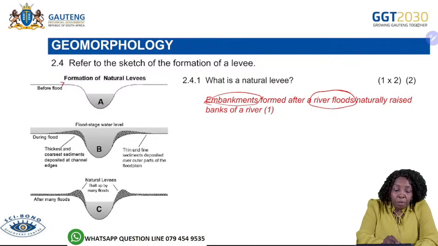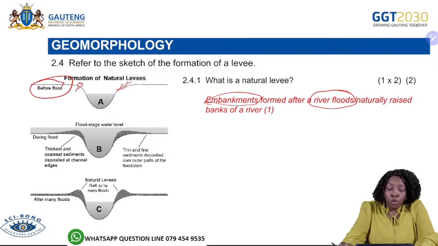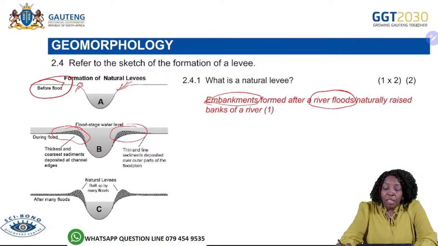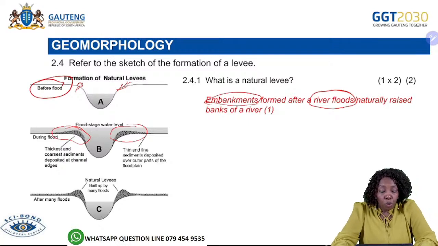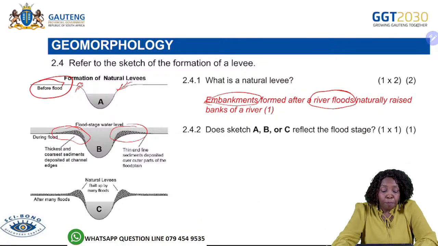So if we look at before here, we don't see anything on this part of the river banks, right? So when we now define a natural levee, it's when we see the changes that are formed, where now there is something that we can identify here. So the deposition of this soil sediments alongside the river banks forms what we call a levee. And this one is a natural levee.